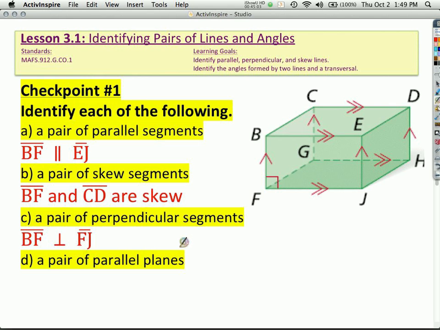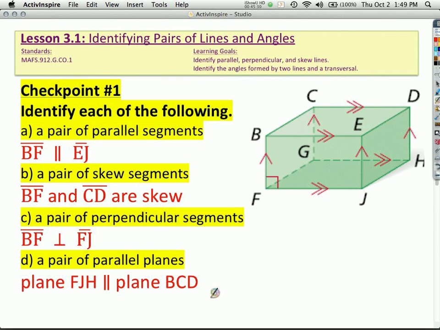Very good, and number 20, who was the last one? Number 19? Plane BCD and plane FGH are... Okay, FGH, okay. So I had plane FJH is parallel to plane BCD. Anyone have any comments or questions on identifying these different ideas?